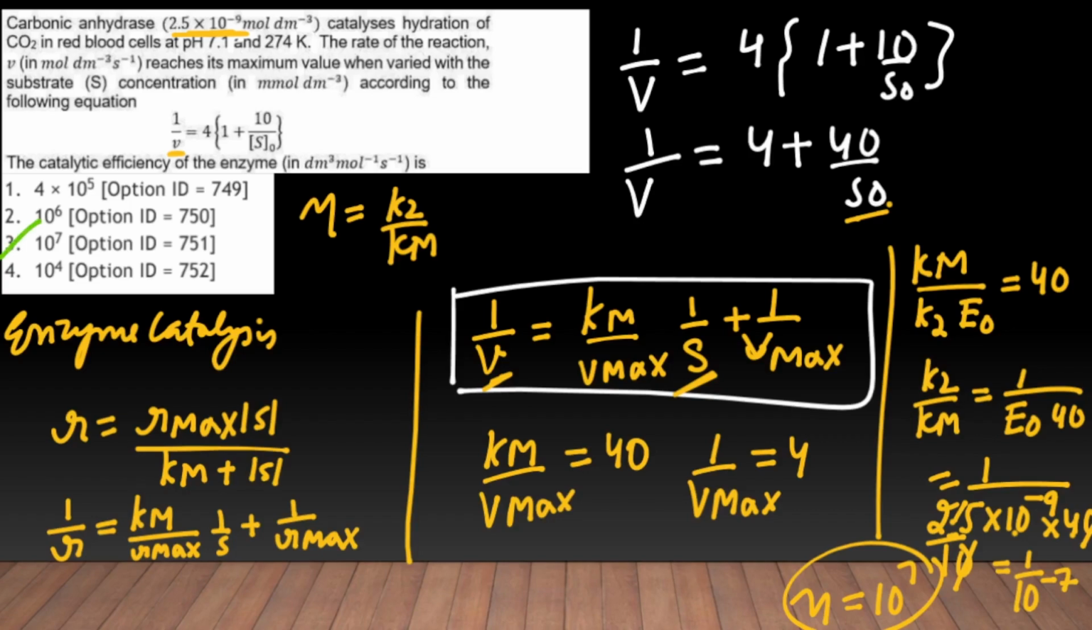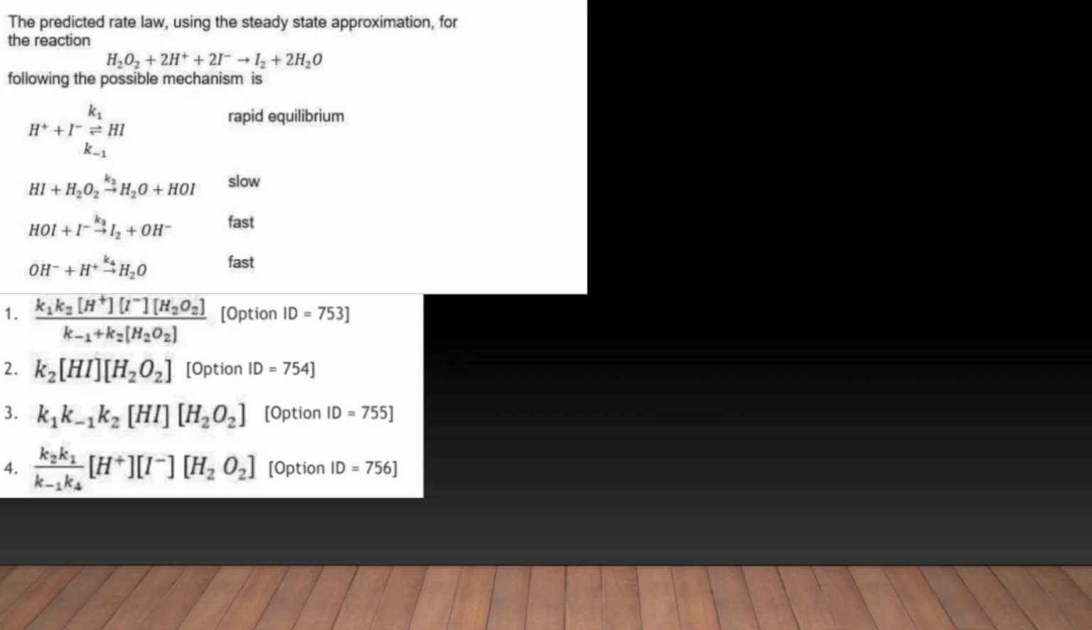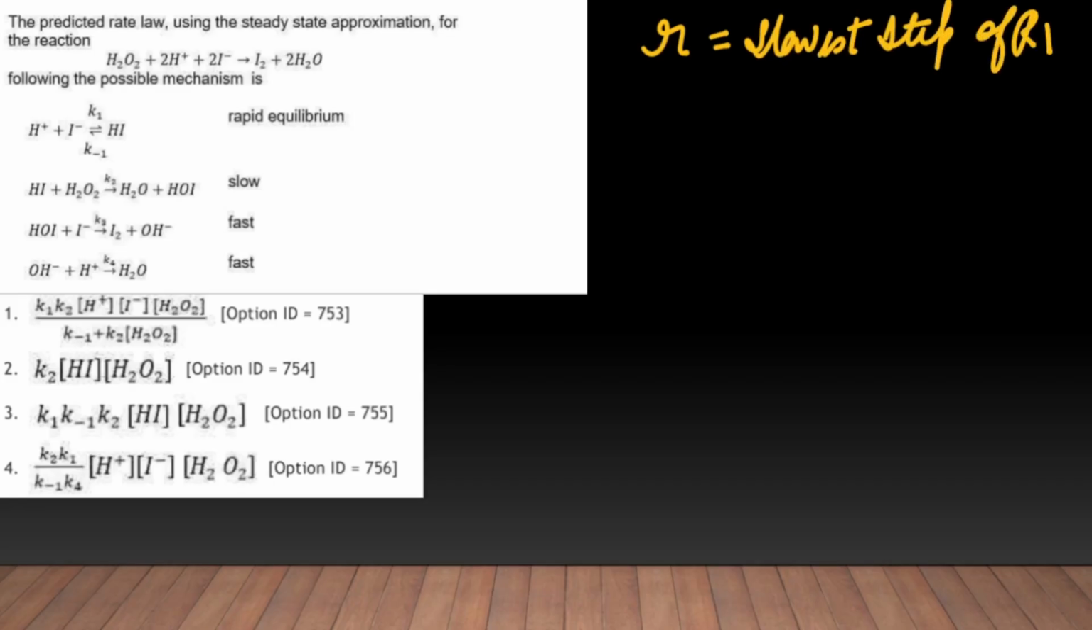Okay, now moving on to the next one. This is the question: the predicted rate law using the steady state approximation for this particular reaction. Various steps have been given. The rate of the reaction will be dependent upon the slowest step of the reaction. Here the slowest step is this one. So in terms of that, the rate will be equal to K2 times HI into H2O2, right?